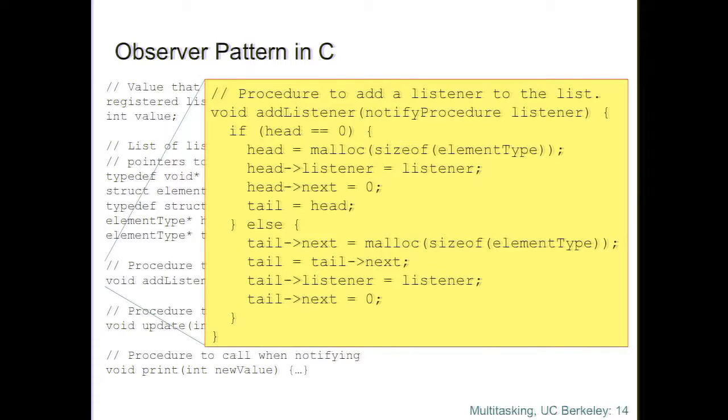If the list is empty, you just allocate memory to store an element of the list, and you set the head to point to that. You set the element's listener pointer to point to this notify procedure. You say there's no more elements in the list, and you set the tail equal to the head. If the list is not empty, then you take the tail and you make its next pointer no longer be null, and you point to newly allocated memory for a new element in the list, and then you set the pointer to the tail of the list to the new element. And then you update that new element. Clear enough?